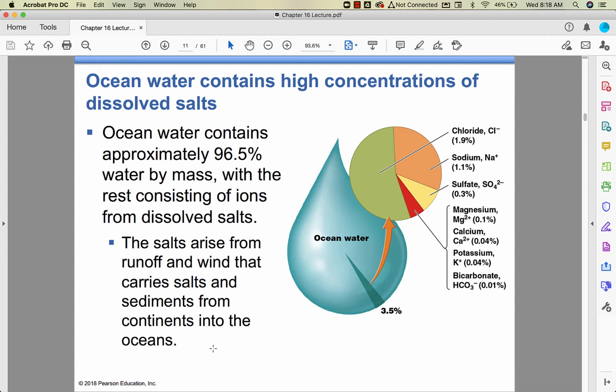Streams are not, because streams don't have as much material flowing into them. When you have all of that water flowing into the oceans, the salt is going to stay behind as the water evaporates. So that's why the oceans are salty. The salt itself is mostly chlorine and sodium, so it's sodium chloride. There's some sulfates, and then trace amounts of magnesium, calcium, potassium, and bicarbonate. Bicarbonate is going to be really important down the line.